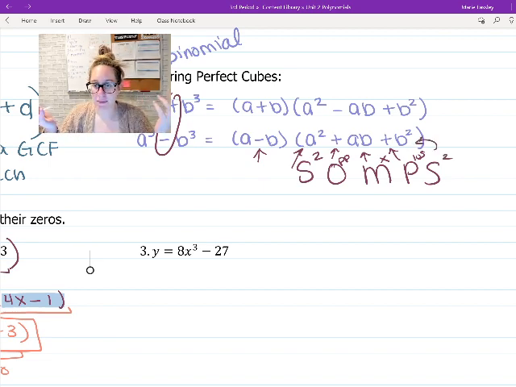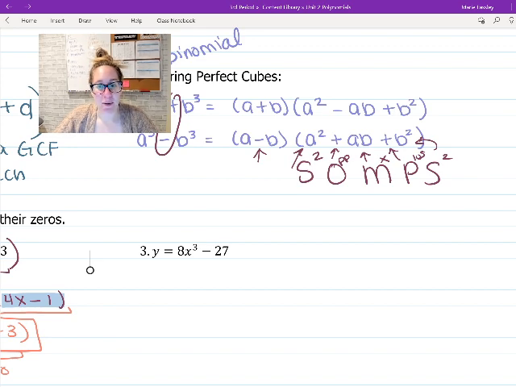So SOMPS, maybe that's harder, I don't know. Square, do opposite sign, multiply the two together, do a plus sign, and then square that second term. Or you can just remember this little equation, whichever works best for you. You will have to factor perfect cubes, so however you do it is up to you. So we're going to do problem number 3 because that is factoring perfect cubes. All right, so here we go.